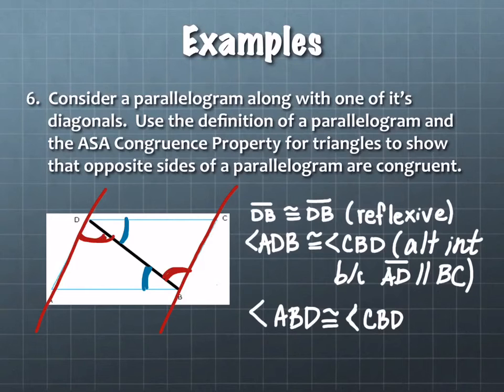And these are alternate interior as well. Or C to B, CB. Did I get my angles wrong? Is that what you're telling me? Yeah. We're doing the blue ones, right? ABD, CBD.